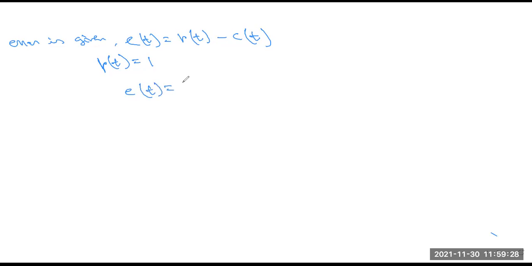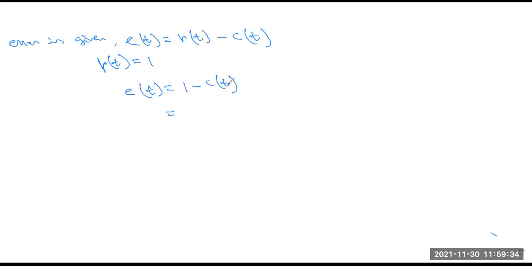Now we have to calculate the error, as we learned in the previous classes. Error is given by e(t), the difference between the input and the output. So we know that e(t) equals r(t) minus c(t). In that case, we apply the unit step response, so we put r(t) equal to 1. So the equation is e(t) equals 1 minus c(t).